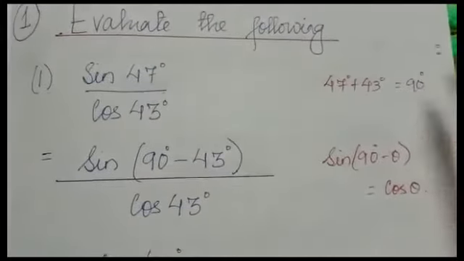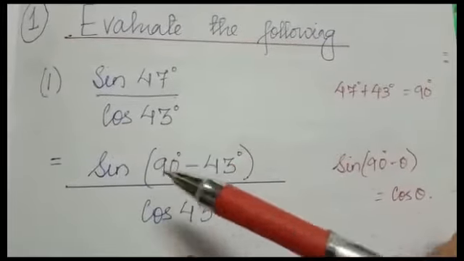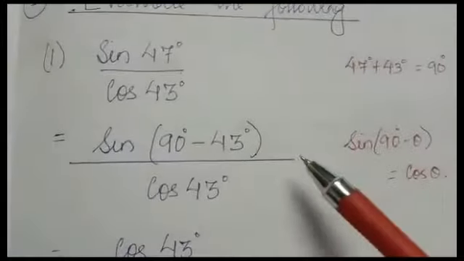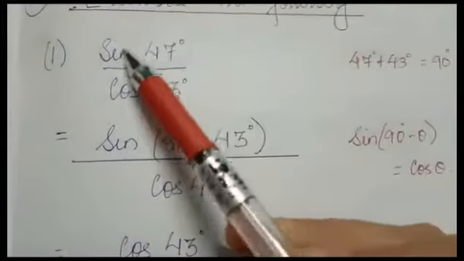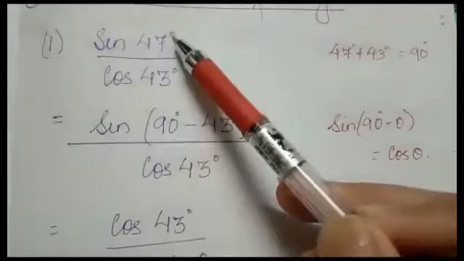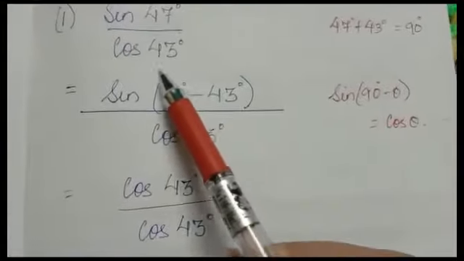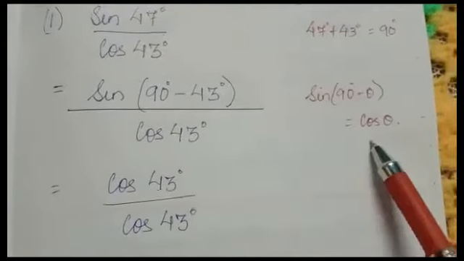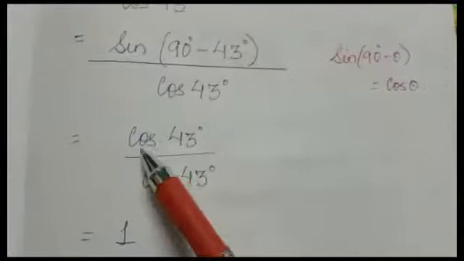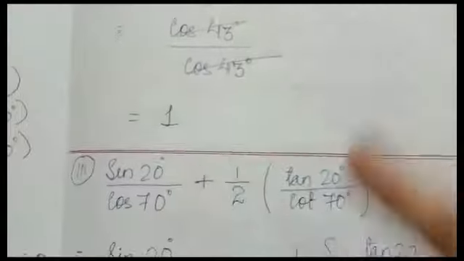The sum is 90 degrees. So either you convert both into 43 degrees or both into 47 degrees. Here I am converting into 43 degrees. In place of 47, we can write 90 minus 43 because 90 minus 43 is 47. And cos 43, and we know the complementary of sine is cos. This is theta. So sine 90 minus 43 is cos 43. Cancel cos 43, the answer is 1.